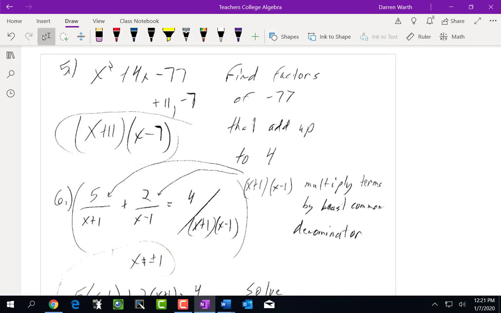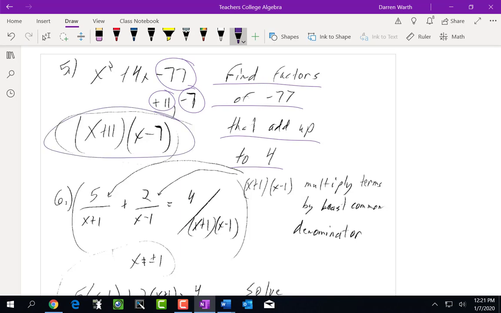On number 5, it just wants me to factor this problem. So I've got x squared plus 4x minus 77. I'm going to find the factors of negative 77 that add up to be 4. So my two factors, in other words, the two numbers multiplied together to give negative 77, are 11 times negative 7. And 11 and negative 7 are going to give me that positive 4 in the middle. So then I just go ahead and fill it in, and my answer is x plus 11 times x minus 7.